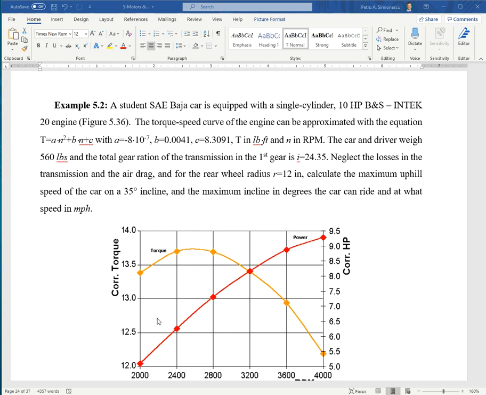So this second problem is about a single cylinder engine, and we have the power curve and a torque curve. The torque curve is the one that we'll be working with, and I actually did this using the graph from the manufacturer, the Briggs & Stratton Intek engine. It used to be the allowed engine for SAE Baja competitions. And the torque curve, I extracted points from the graph, put them in Excel, and got this parabolic curve that approximates the torque curve.